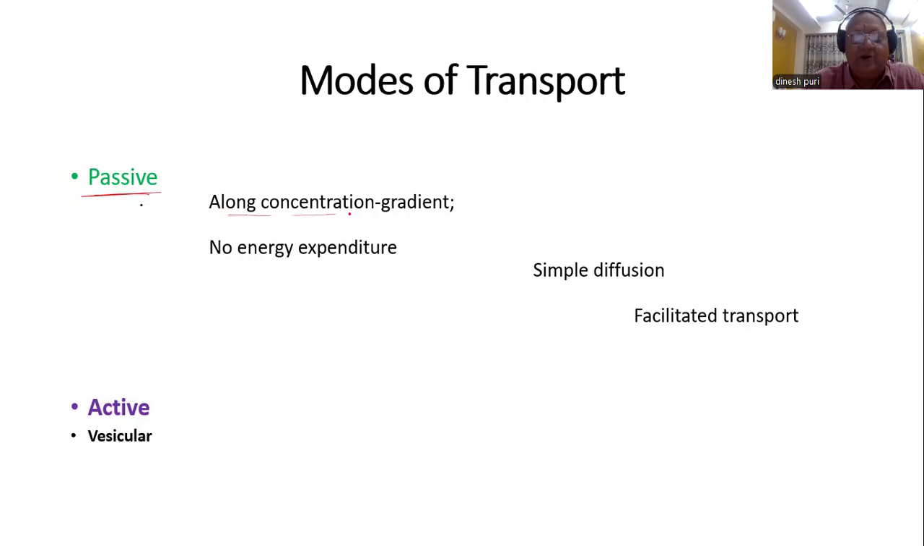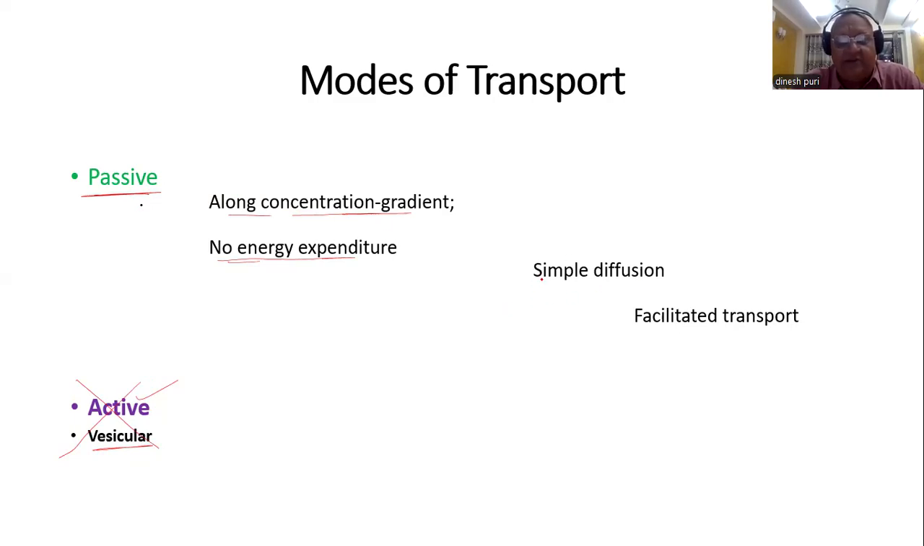It occurs along a concentration gradient and there is no energy expenditure. Since it is occurring along a concentration gradient from high concentration to low concentration, therefore metabolic energy is not used. Later, we are going to do active transport where energy would be used, and vesicular transport, which is for the larger macromolecules. But at the moment, let us concentrate on the topic passive transport.